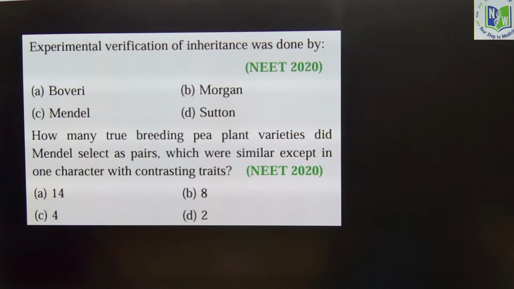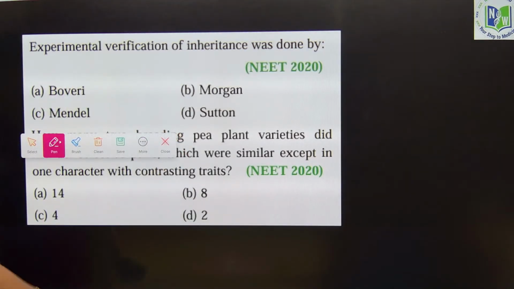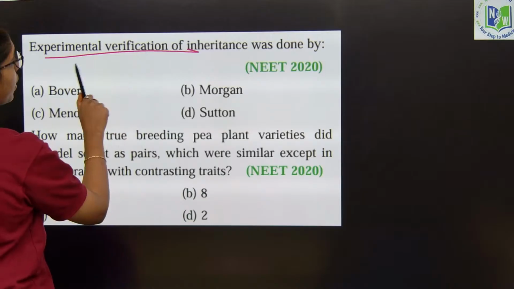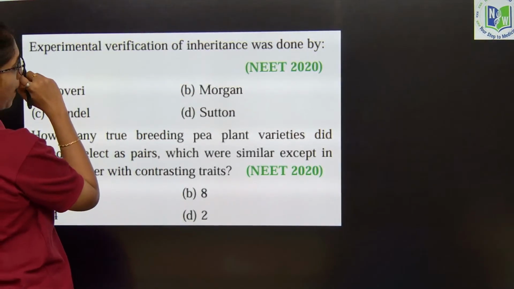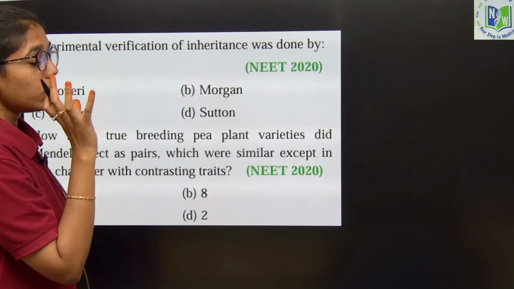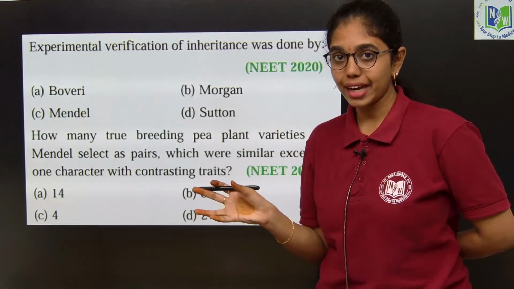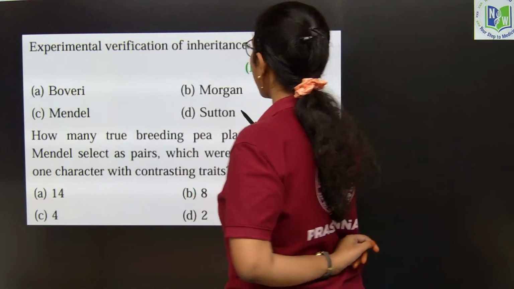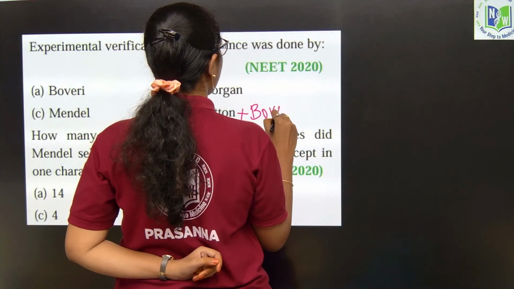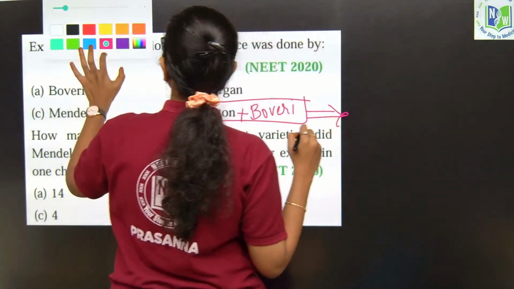Experimental verification of inheritance was done by whom? Sorry. So, who gave us the clearance about Mendel's law of inheritance? The chromosomal theory of inheritance is given by Sutton and Boveri. Sutton and Boveri gave us the chromosomal theory of inheritance. Okay.